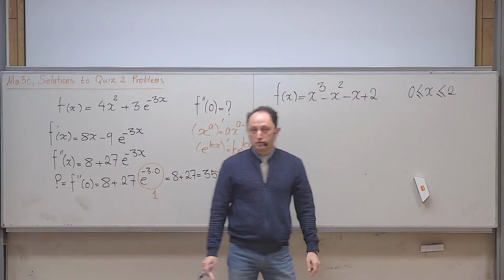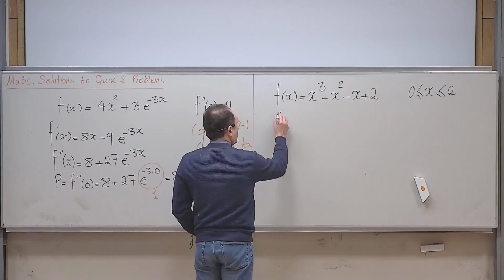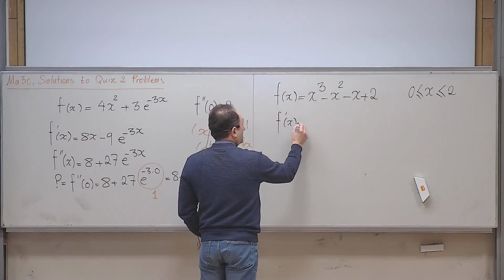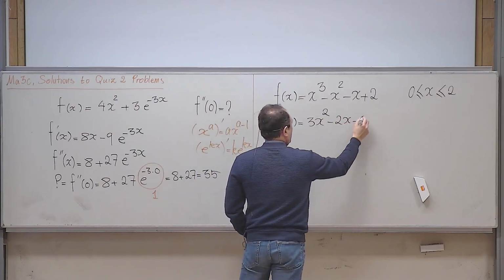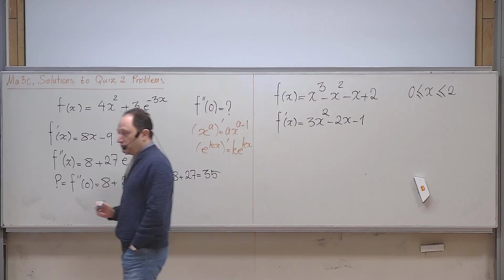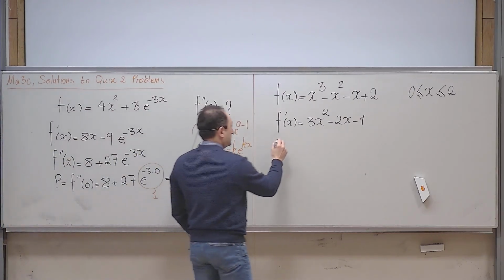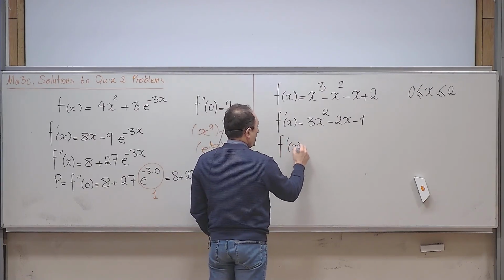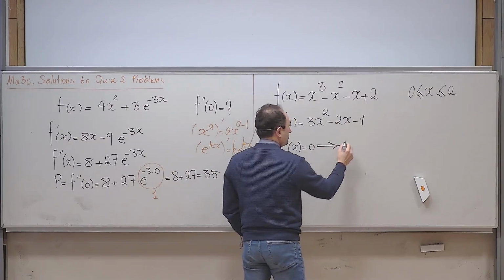So what should I do? You remember the algorithm? The first thing you have to do is to calculate the derivative, which is 3x squared minus 2x minus 1. And then you are supposed to put it equal to 0. Okay, and that is up to you how you solve the problem here. You can use PQ or ABC formula.